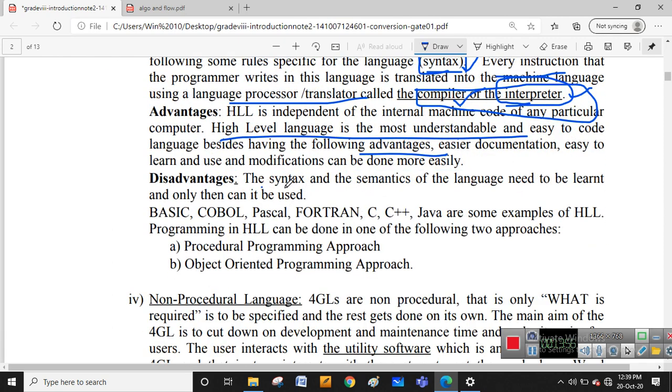The disadvantages of this language, you see, every language is having their own rules and regulations, I told. So basic, COBOL, Pascal, Fortran, C, C++, Java are some of the examples of the high level languages. So what they concentrate on is that rather than the logic, they concentrate more on syntax only, on rules and regulations only.